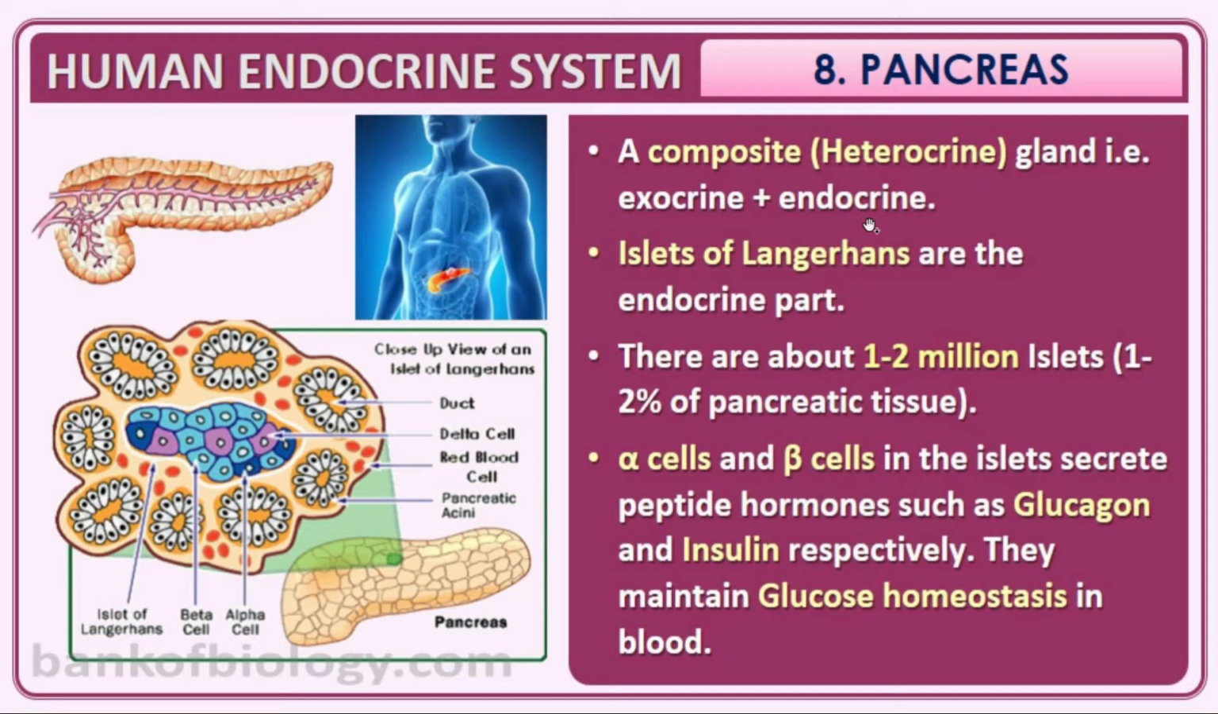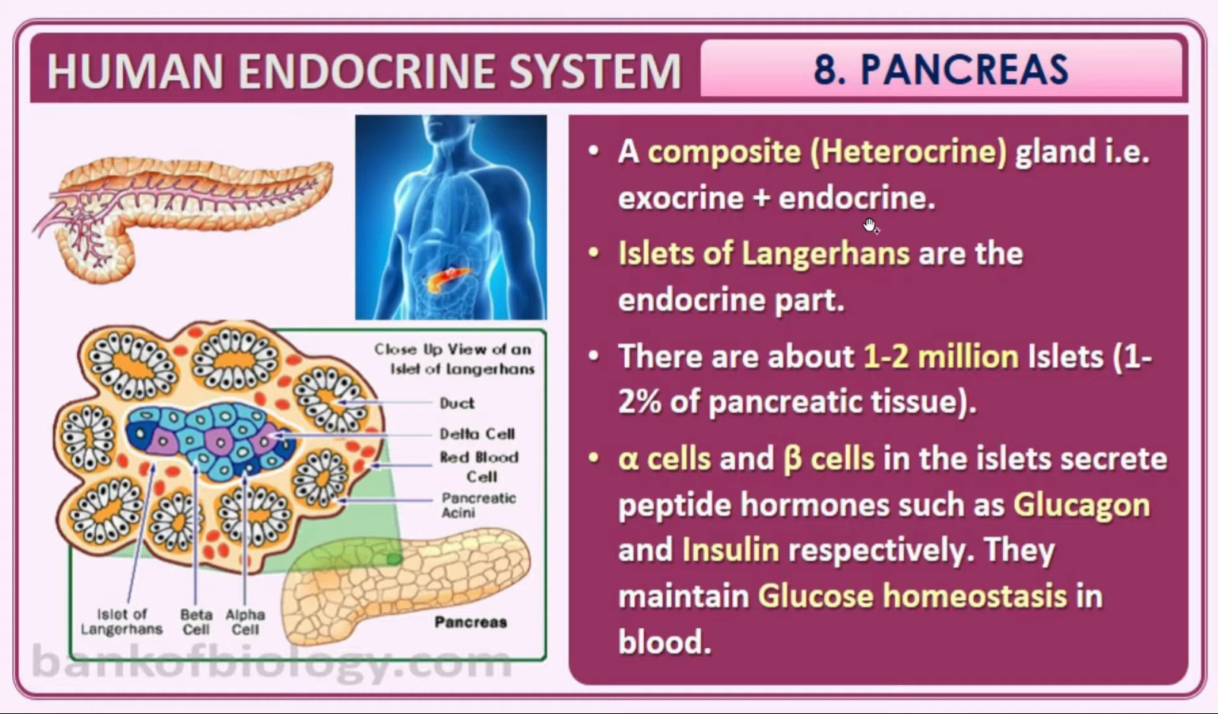Good morning, students. Today we are going to study the next gland, the pancreas. Yes, it is a composite gland. That means it acts as both an exocrine and an endocrine gland. Did you understand? Exocrine means it has a duct. Endocrine means it has no duct. It secretes enzymes as well as hormones. That's why the pancreas is known as a composite gland.